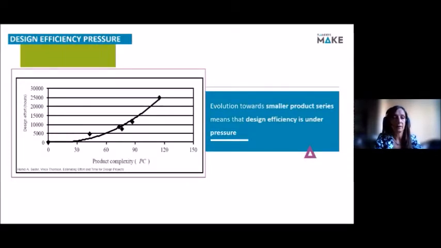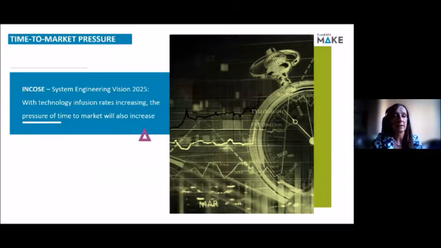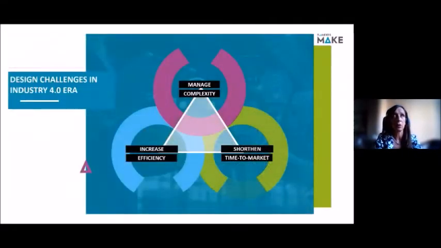On the other hand, many studies show that when products become more and more complex, the design efficiency decreases. This is of course a problem, because if we want smaller product series, we need to be more efficient in our design in order to stay competitive. And at the same time, as indicated, for instance, in the Systems Engineering Vision 2025 from Incose, technology evolution is getting quicker and quicker, and customers expect to have the latest technologies in the product. This means that time-to-market pressure becomes even larger than before. So we have three aspects, being complexity, the need to increase efficiency, and shorter time to market, which are in contradiction with each other, and which creates many challenges.